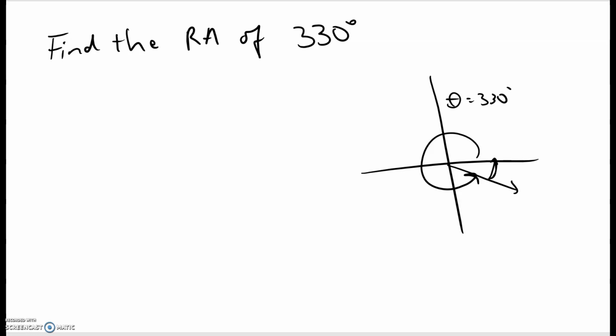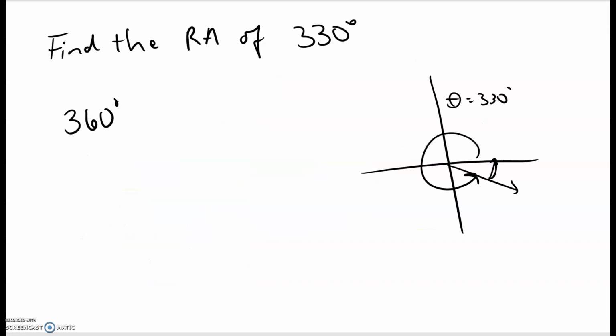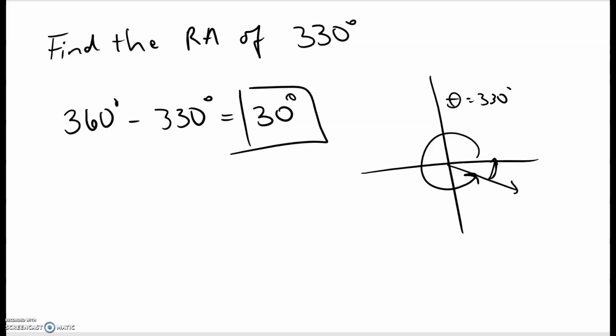So we would take 360, and let me show you the formula. Now we're using this formula right here. You would take 2 pi or 360. Since we're already in degrees, we'll just take 360 minus the angle they give us. They gave us 330, so minus 330. So our reference angle would be 30. That'd be the final answer, since the only thing they are looking for is the reference angle.